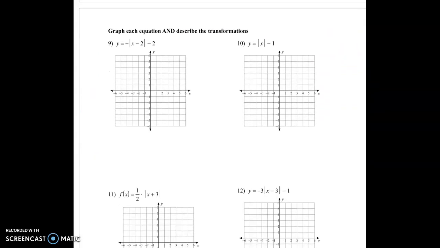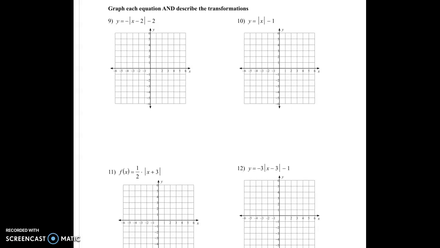What I'm going to do now is move to the graphing, and I'll pick problem 9 and problem 10. And we will describe the transformations here. So let's start with this negative. The negative is going to flip it. This 2, if I take the opposite and I get a positive 2, that means right 2. And this minus 2, which I won't do the opposite, will mean down 2 because I want to involve the negative there.